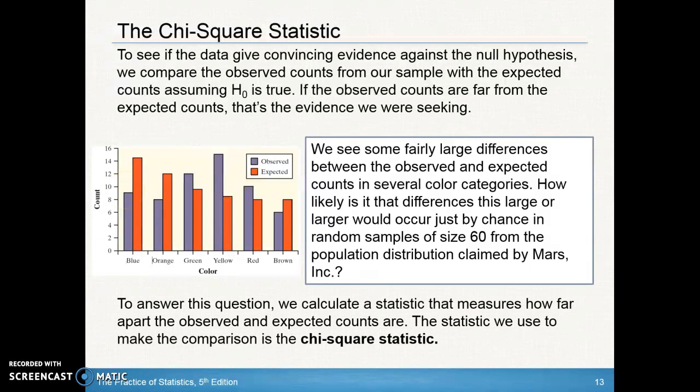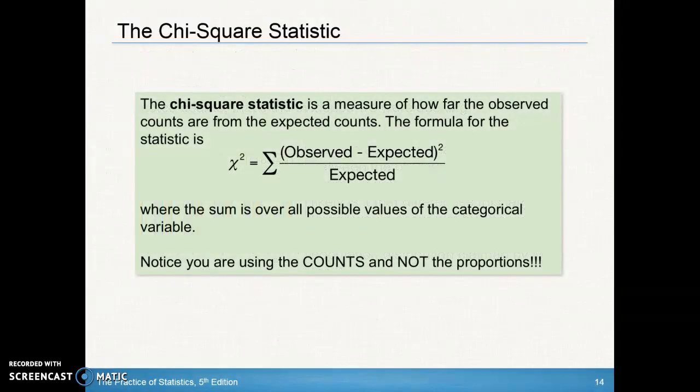Now, to answer this question, we are going to calculate the chi-square statistic. The chi-square statistic basically just says how far the observed value is from the expected value. Now, here's how you get the chi-square statistic. I will never make you do this by hand. You can always get this from your graphing calculator. It's very easy to get, so just make sure you understand where it's coming from.